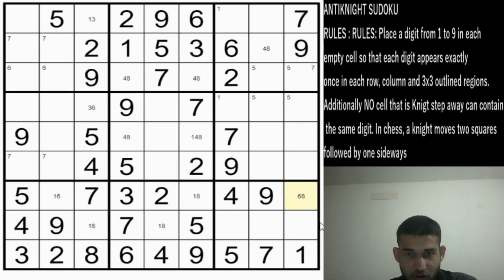Along row 7, if you look at, you will get those digits. This is going to be a 3 or 8 along column 7. This is going to be a 1 or 8, because it can't have a 3. This is at a knight's move from this 3, and this will be a 1, 3 or 8.